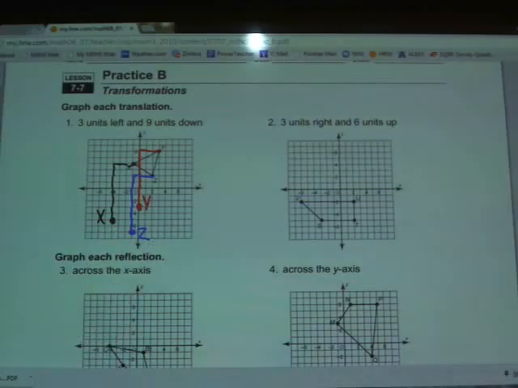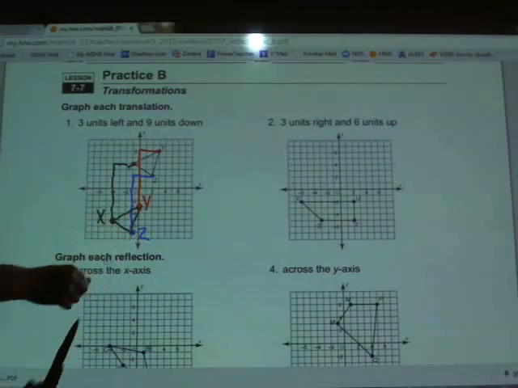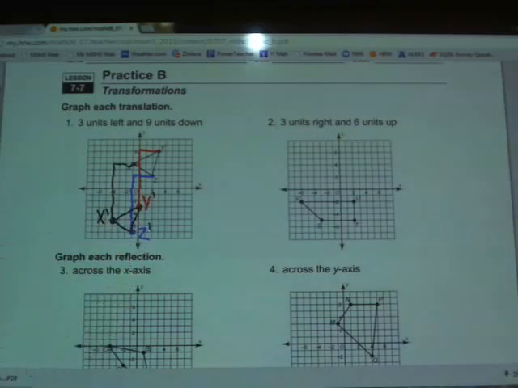And again, what I need to do to finish here is connect now my new points. And there is my image post-translation.